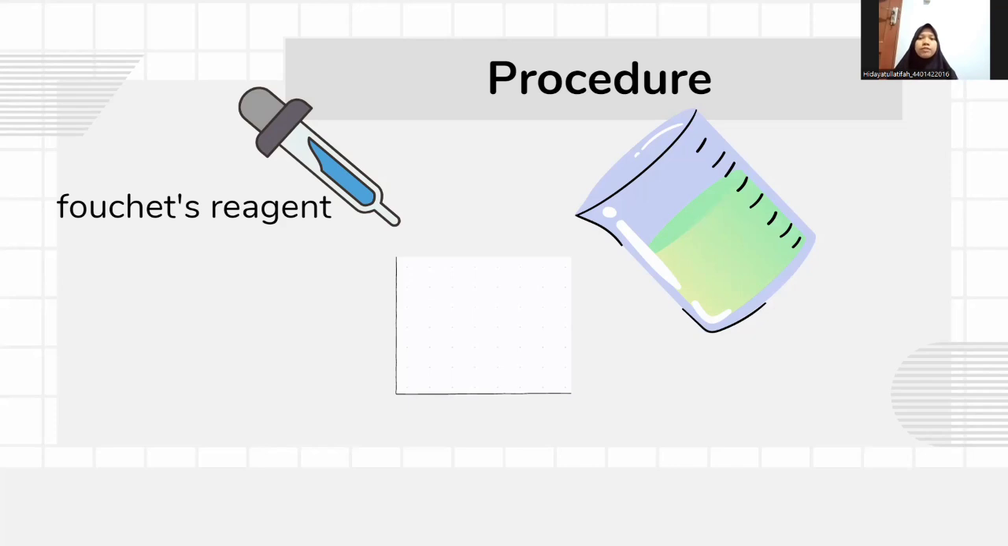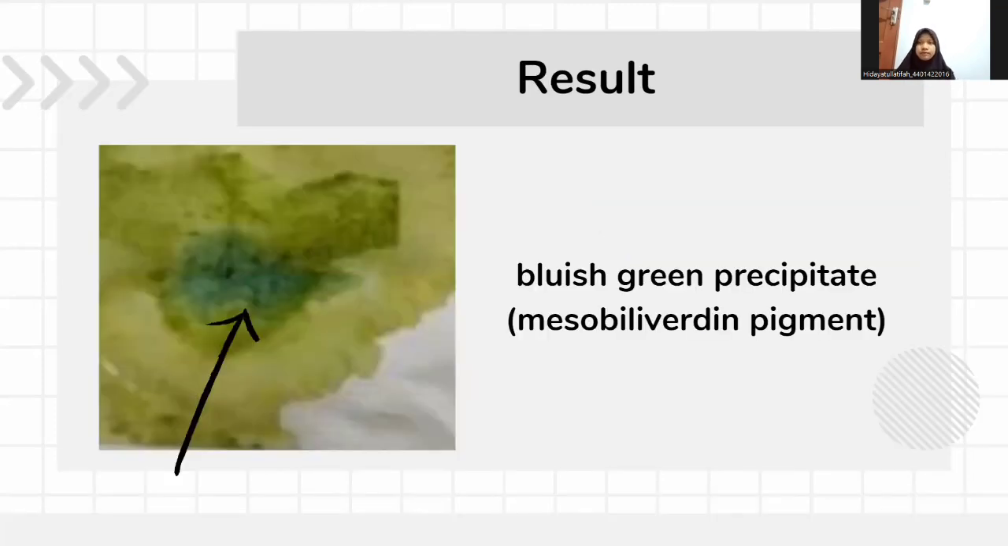After a green precipitate forms, pour out the liquid and pour the precipitate onto filter paper. After that, drop the filter paper with 1 or 2 drops of Fosse's reagent. Then observe the color that is formed. Okay, this is the result. Now look at the result. A bluish green color formed on the filter paper. This color is the mesobiliverdin pigment.